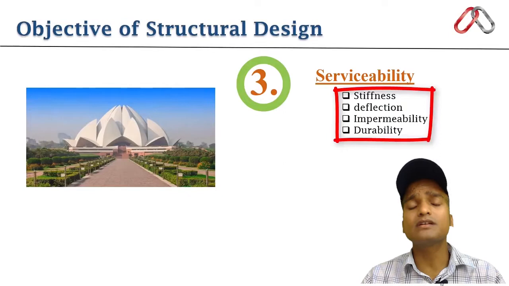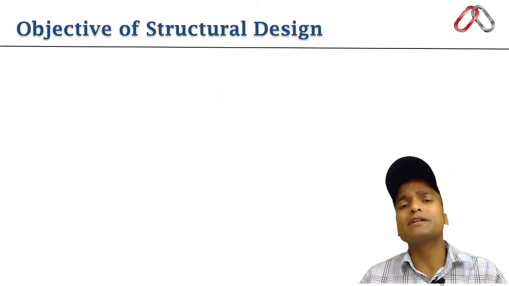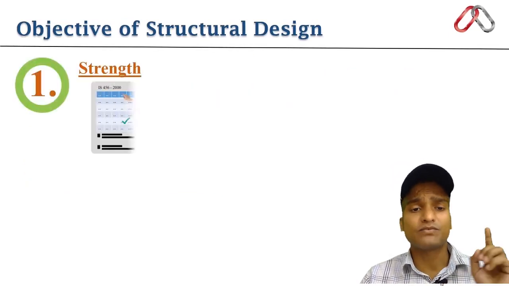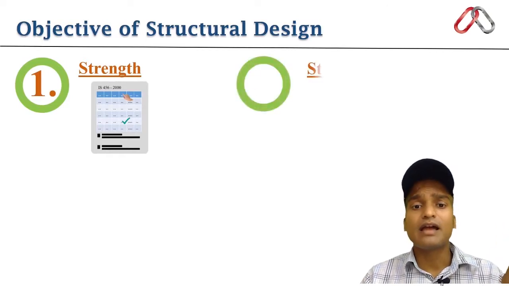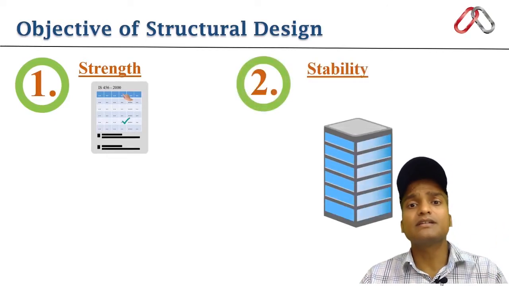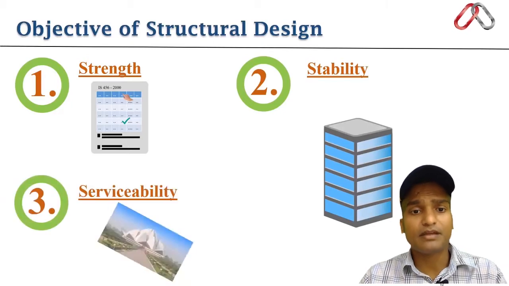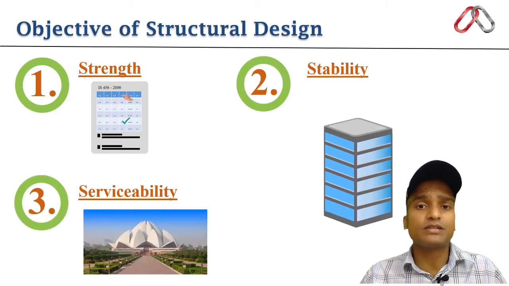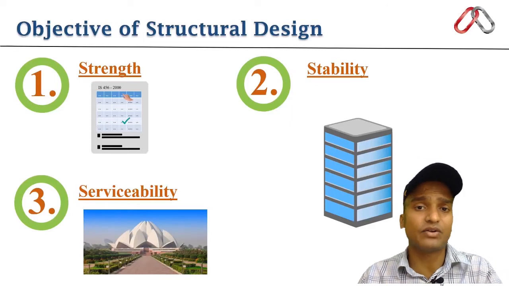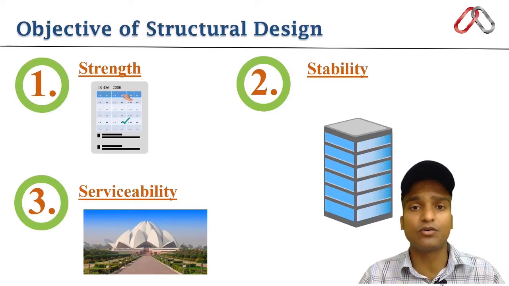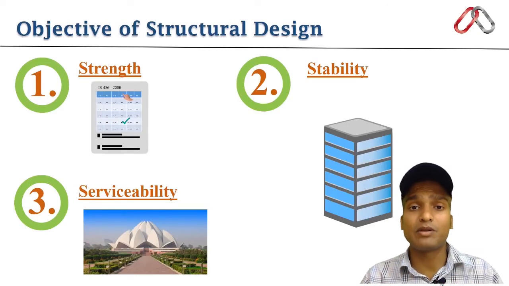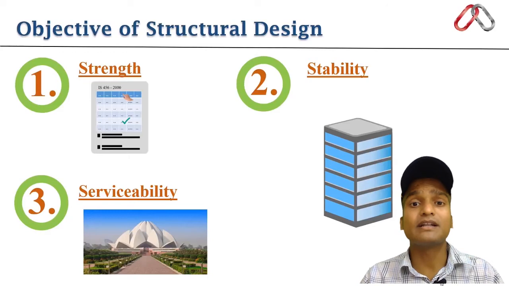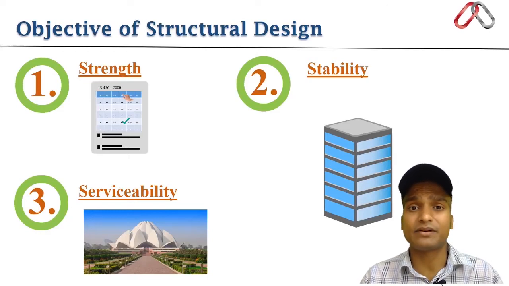Hence, in conclusion, the three important requirements of any structure are: the first one is strength, the second one is stability, and the third one is serviceability. In strength, we check that induced stresses do not exceed the critical stresses. Stability deals with overturning, sliding, and buckling, whereas serviceability deals with stiffness, impermeability, durability, deflection, cracks, etc.